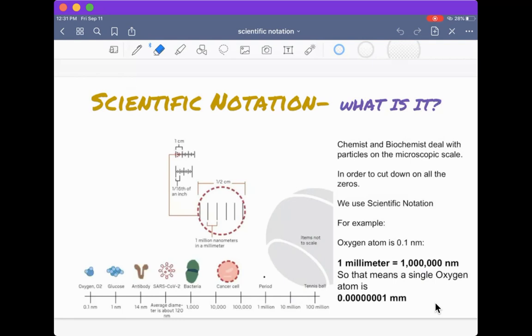So to fix that and to simplify it, we have created scientific notation so that we can cut out all of those nonsense zeros, because really those zeros are only placeholders. They don't really tell us a lot other than telling us how big or how small something is. So we have scientific notation to cut down on the excessive use of zeros.